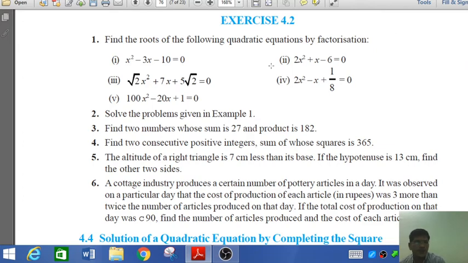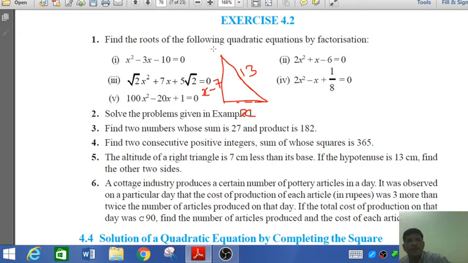Okay, see, now the fifth sum. In the fifth sum, the altitude of a right angle triangle. If I draw one triangle here, the altitude of the triangle is 7 less than the base. If I take the base as x, then the altitude is x minus 7, not 7 minus x. The altitude is 7 less than the base, so x minus 7. And the hypotenuse is given as 13.